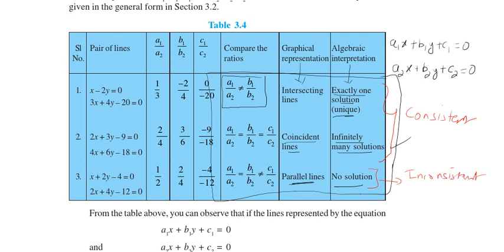So consistent means when you have some solution, maybe unique or infinite, and inconsistent means where there is no solution. And we can also split them into two more things, but I think this is not needed. But consistent, inconsistent, I think you have understood. So let us go to the question again here.